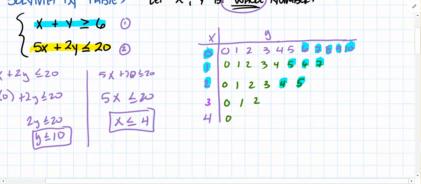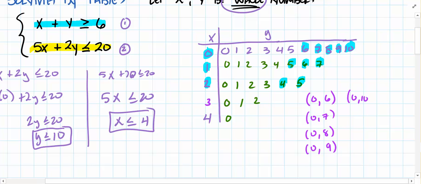So this is an example of one that would work. 0, 6. That would work. You guys agree with that? What else would work? 0, 7. What else? 0, 8. Right? What else? 0, 9, 0, 10. Which equation are you using right now? I generated the table using the second inequality, and I'm generating the highlights using the first inequality. Okay.